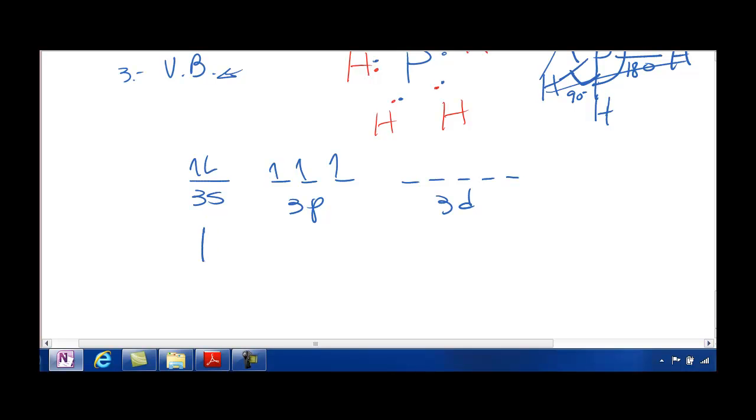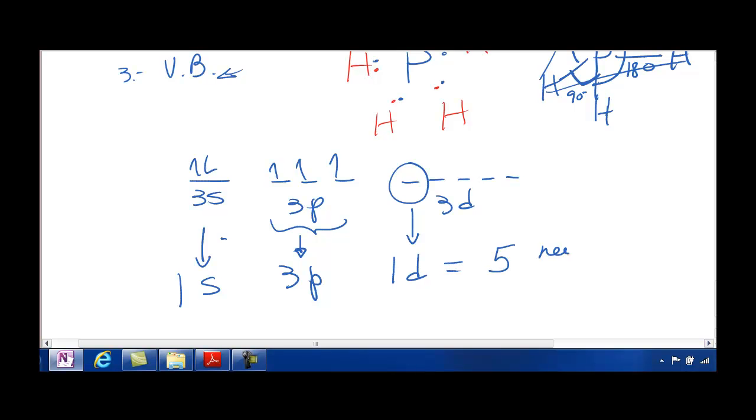So I'm going to need to take the s orbital, that one right there, all 3 of the p's, the px, the py, and the pz, and how many of the d's do I need? 1 plus 3 is what? 4, so I need 1 more of the d's. So I just take 1 d. So 1 plus 3 plus 1 gives me what? 5 new orbitals. And they're hybrid.